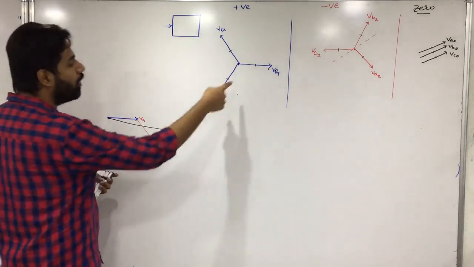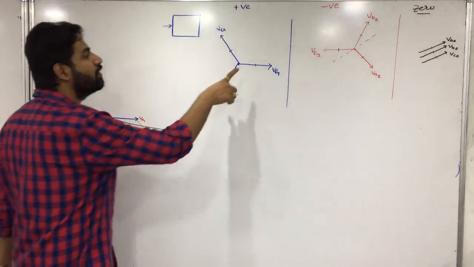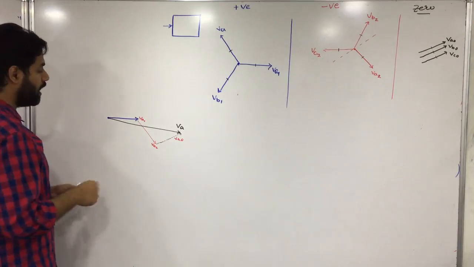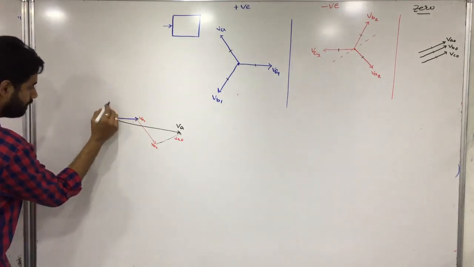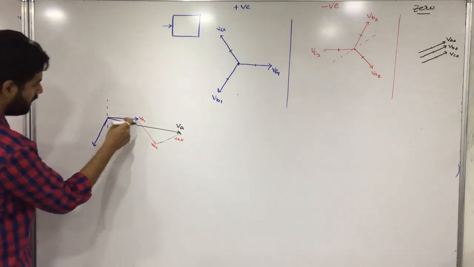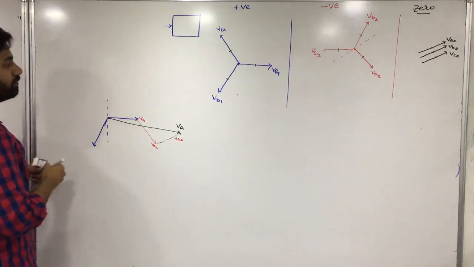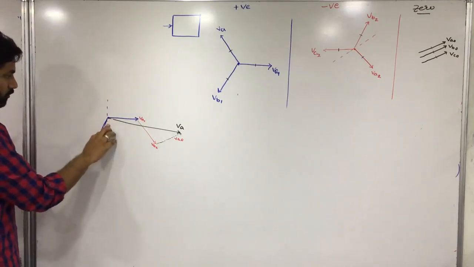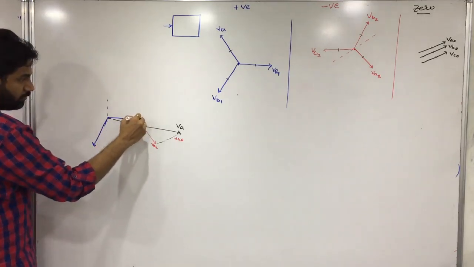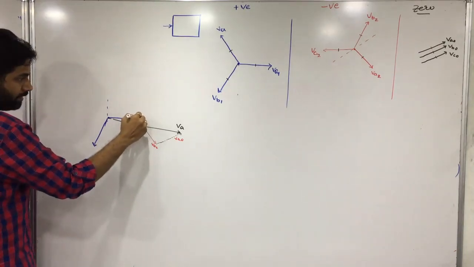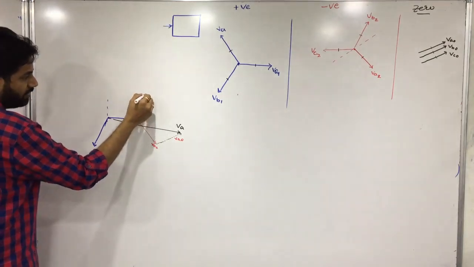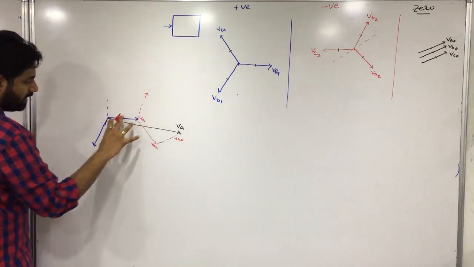Okay, let's talk about VB. So VB is nothing but the addition of VB1, VB2 and VB0. Fine. Okay, so let's say VB1 is like this. Exact same magnitude. VB2 should be parallel to that. तो इसको 120 डिग्री होना चाहिए. इसको 120 डिग्री होना चाहिए, बराबर? Fine. तो ये I'll be taking over here.